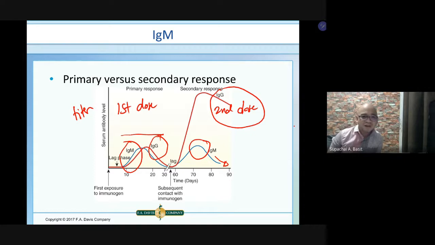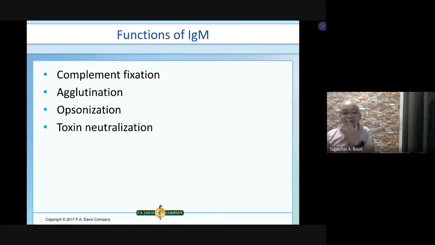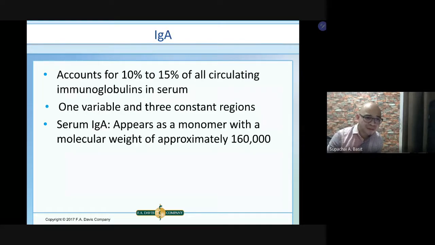And IgG is long-lasting, lalo na pag booster. Sino mga nagpa-booster na? So your IgG will shoot up more during the booster dose. Okay, so that is IgM for you. So in summary, the functions of IgM include complement fixation, agglutination, opsonization, and toxin neutralization. Noticeably, precipitation is absent here because they are not efficient for precipitation because of the high molecular weight. But for agglutination, they are more efficient than IgG because of the increased number of valences. So they have more efficiency when it comes to agglutination.